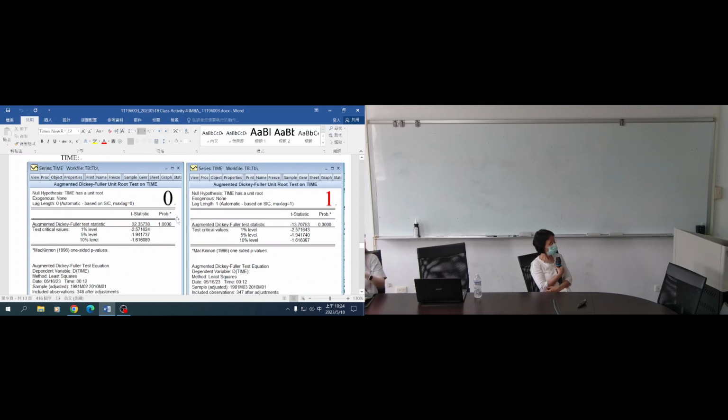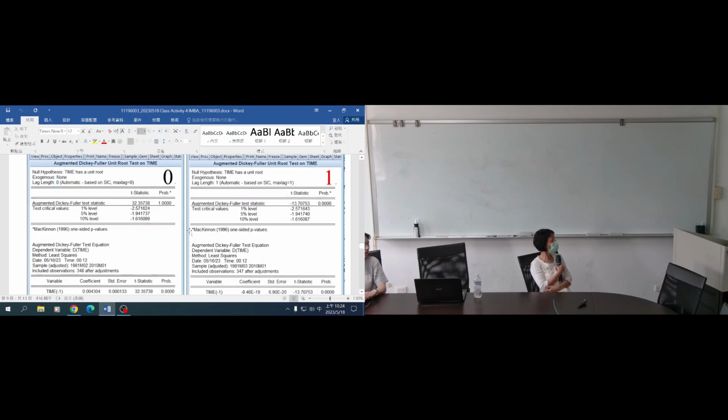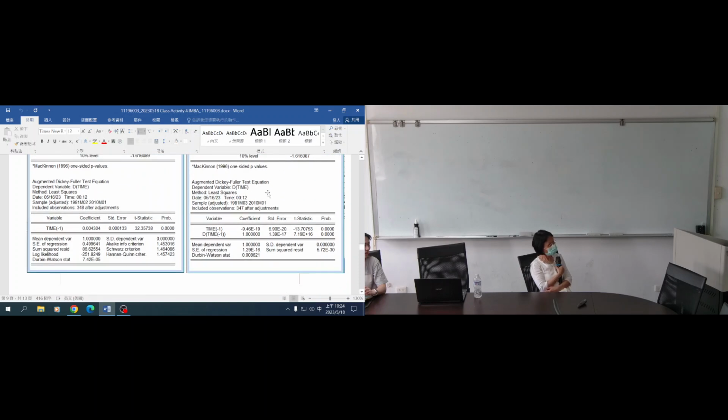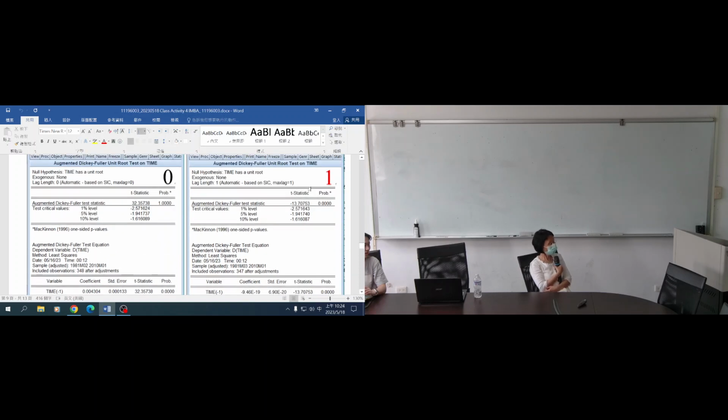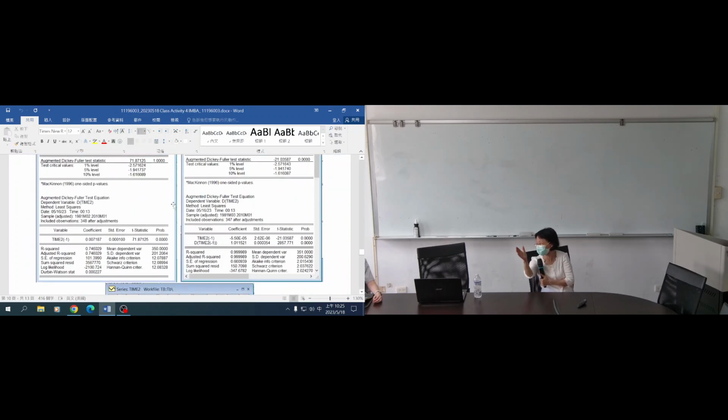And for time, I'm not sure whether to do time or not, so should I just do it? No, we don't have to do the time, that's fine, since time is just a trend variable. After trying 0 and 1, after one lag, like 2, 3, 4, the result cannot be made. It's just a trend variable. It's not really the variable which we want to test for time series.